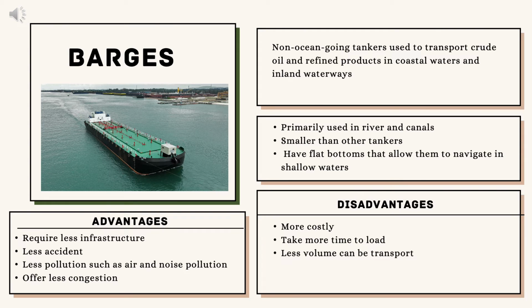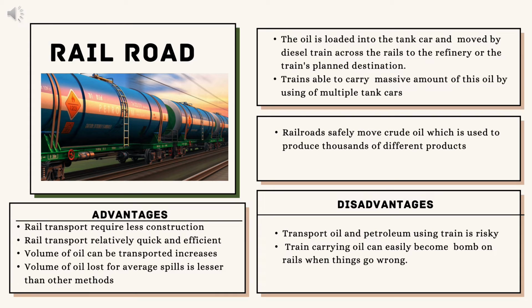Barge is a non-ocean-going tanker used to transport crude oil and refined product in coastal water and inland waterways, and it is primarily used in rivers and canals, and is also smaller than other tankers. By using railroad to transport the oil, the volume of oil that can be transported increases. This is because trains are able to carry a massive amount of oil by using multiple tank cars, and also railroad safely moves the crude oil which is used to produce thousands of different products.